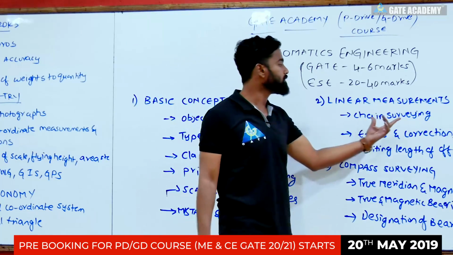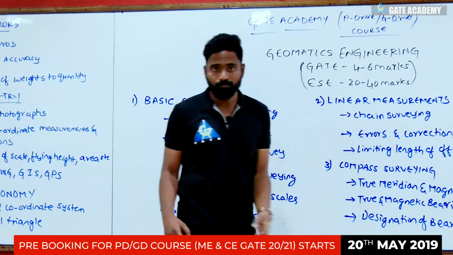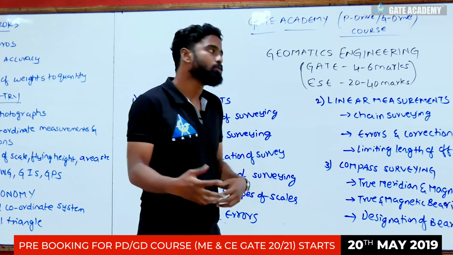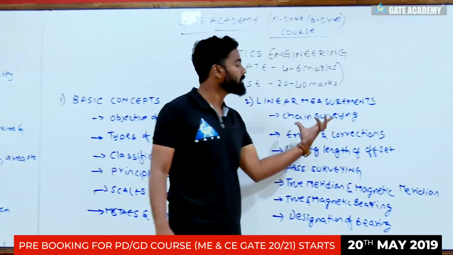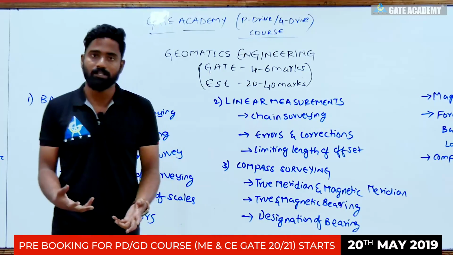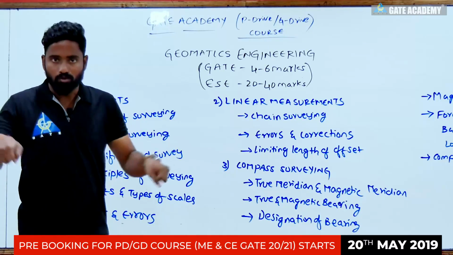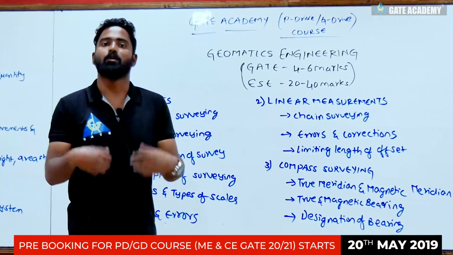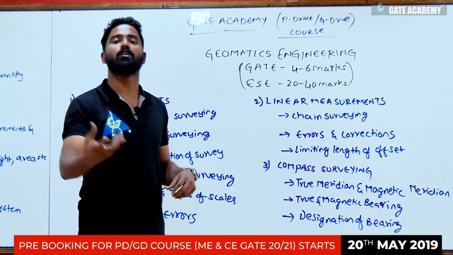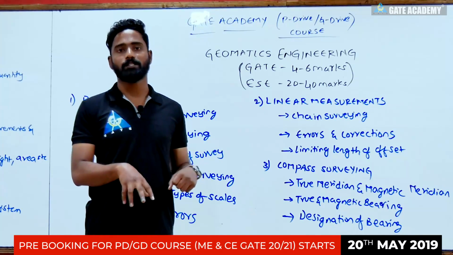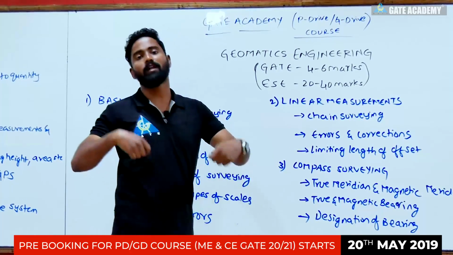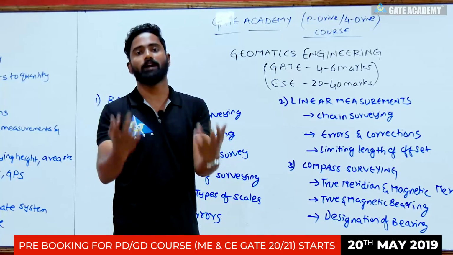So here in chain surveying, you are using tapes to measure the lengths, and because of that there might be errors and corrections. Errors may be because of standardization, because of pull, because of sag of its own weight, because of temperature, because of slope. If error is negative, you have to give positive correction. These are the errors while measuring, so in order to get the correct length, you have to do the corrections.